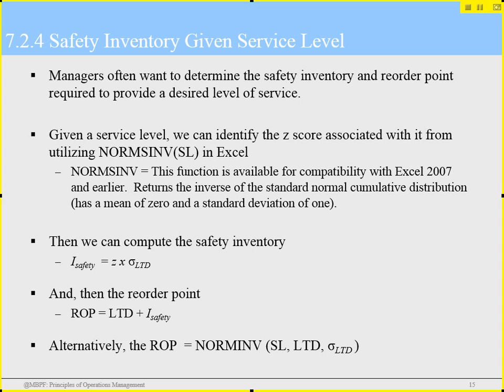So with the S gives you the z-score. Without the S, you input those 3 pieces of information, and it gives you the actual number you're looking for. If we're looking for that reorder point, we can use that formula to get there. So play with Excel a little bit and see how those function.